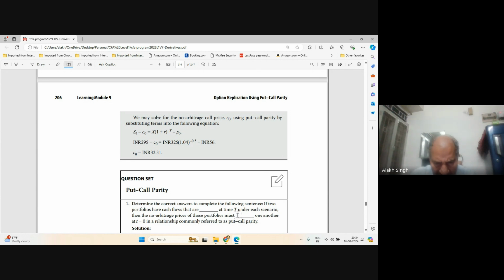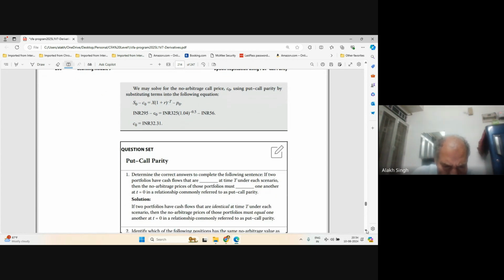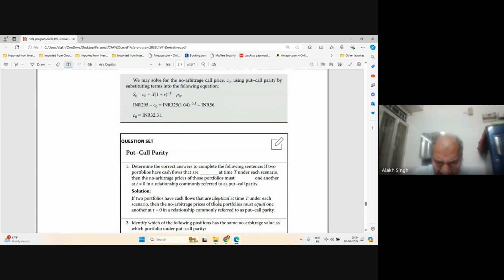So either it should be match or equal, let's see. If the cash flows are identical, yes, equal or identical, and the prices must equal. So that's fine. We were correct.